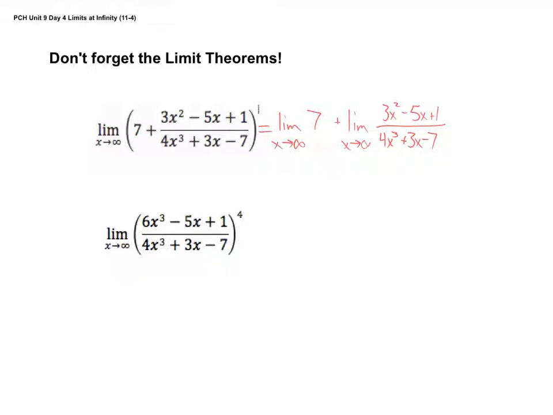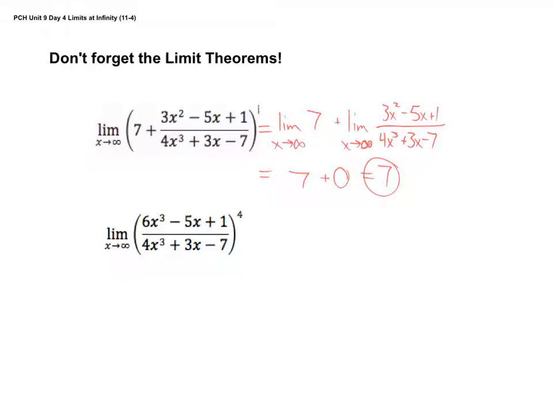Now, what's the limit as x approaches infinity of 7? It's 7. It's a constant. Remember, the limit of a constant is the constant. So that equals 7 plus, is it 3/4 or 0? Bigger on bottom, so 0, okay? So that whole thing just equals 0, so the limit here equals 7.